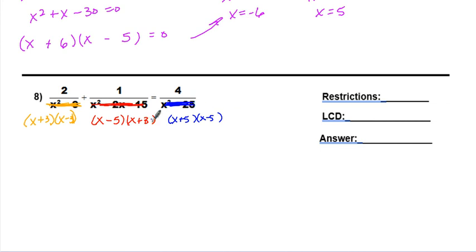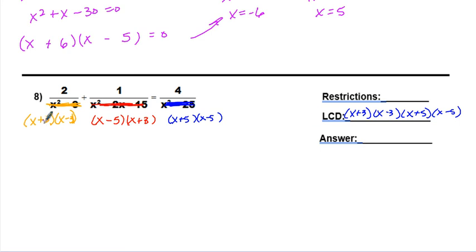So I've got quite the lowest common denominator here, right? If I'm looking across here, it looks like I have x plus 3, x minus 3, x plus 5, x minus 5. That's what I would need to account for all of these different factors here on the bottom.